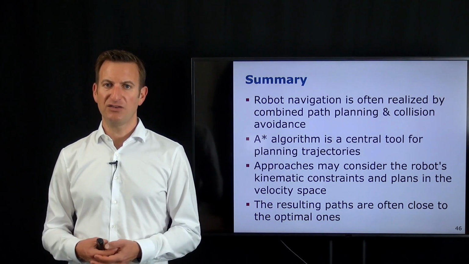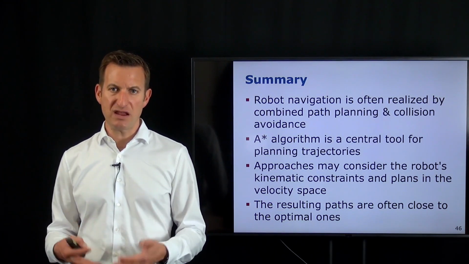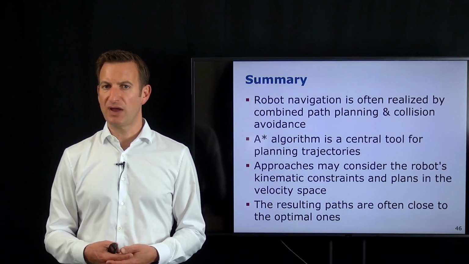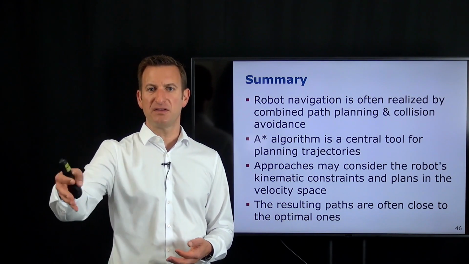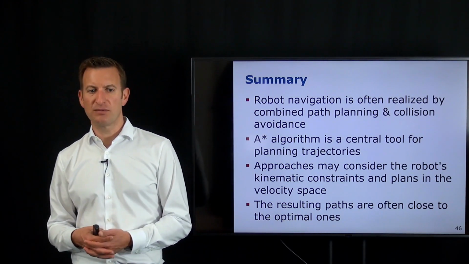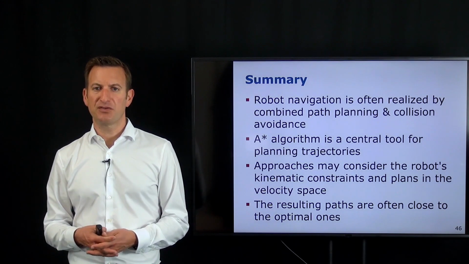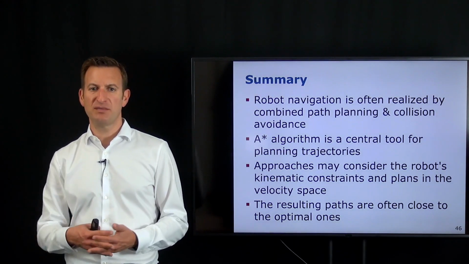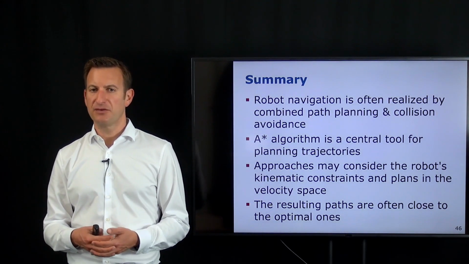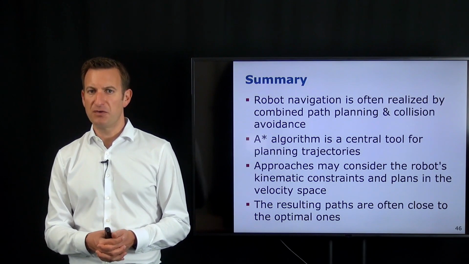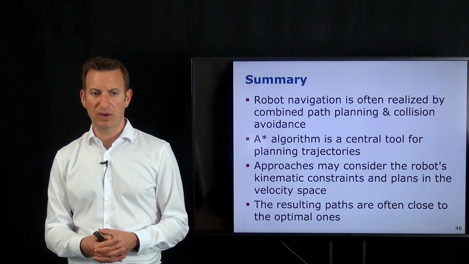What A star does is a combination of a greedy search together with a heuristic in order to estimate how expensive it is to reach the goal location from a given location. And through this combination of real cost plus estimated cost to the goal, the system is able to find solutions very quickly and plan paths very quickly.